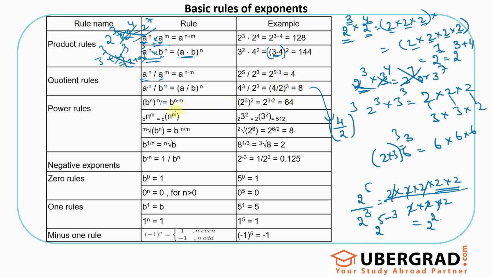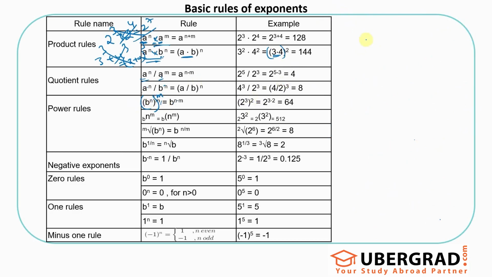That is fine. Now another concept is the power rule. It's like b power n whole power m is b power n into m. If I'm saying 2 power 3 whole power 2, what does that mean? It is nothing but multiplying 2 power 3 into 2 power 3. I'm multiplying 2 power 3 two times, that's why it's power 2. Then what is 2 power 3?